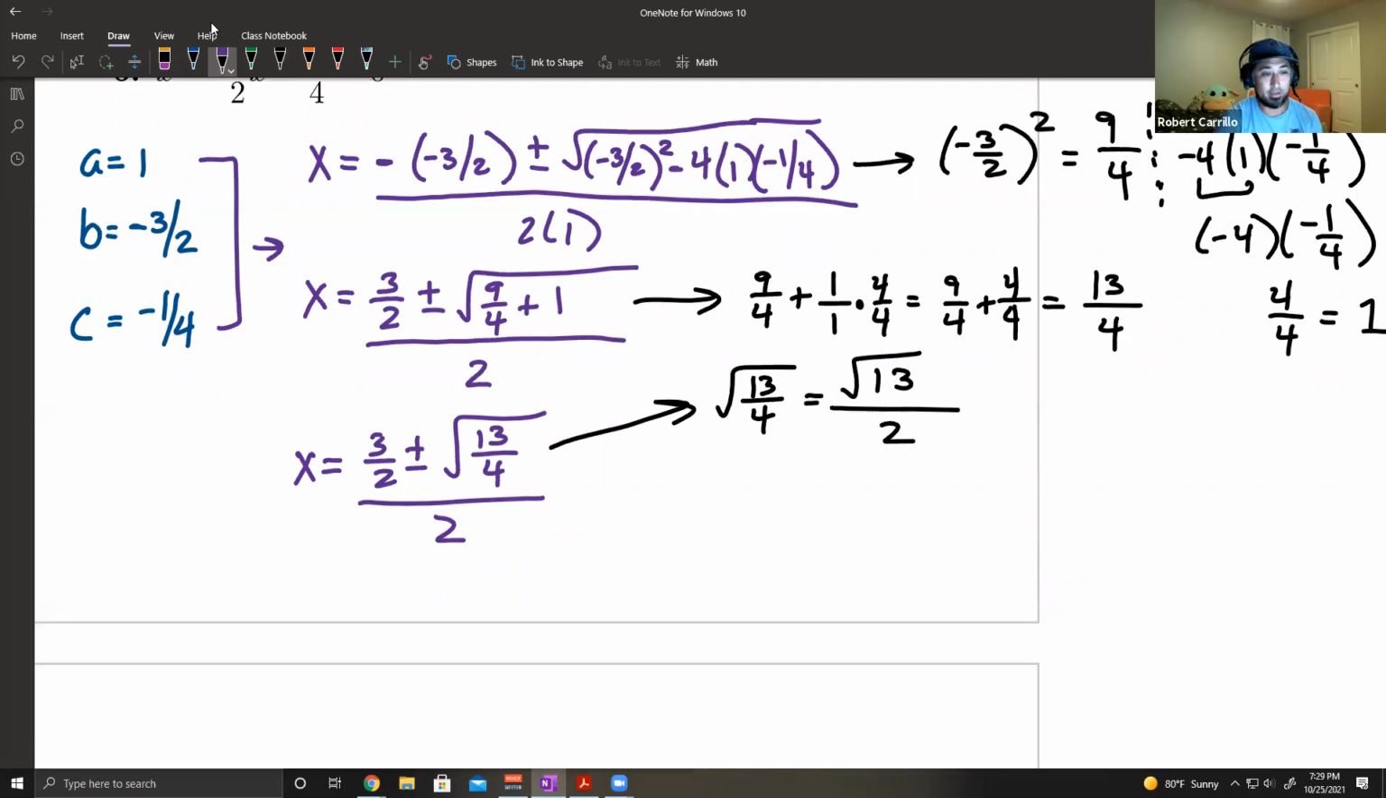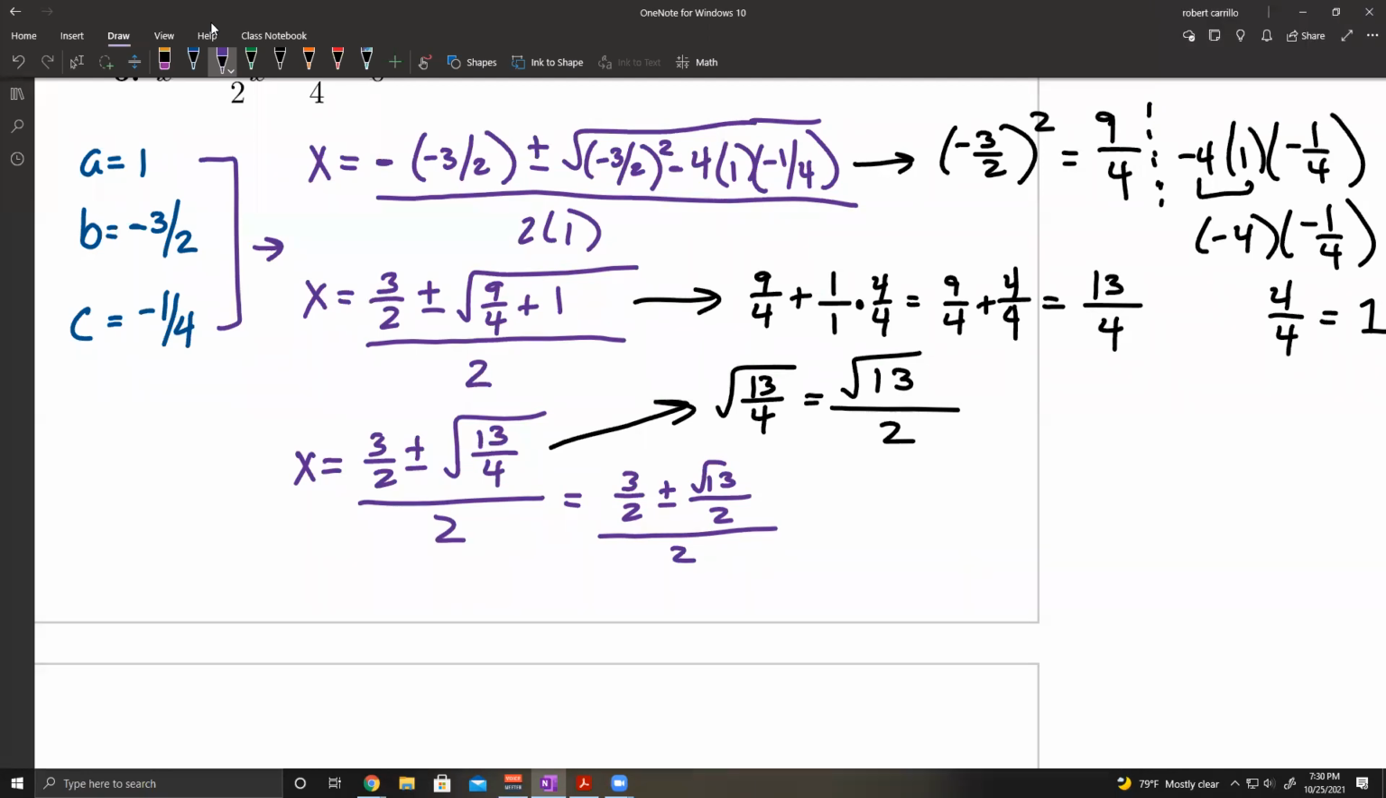Okay, so still moving. You still have 3/2 plus or minus, but now you have square root 13 over 2, all over 2. Oh boy. Okay. So got some options here. We can multiply both terms by the reciprocal of the denominator, or split it into 2 fractions and then multiply each by the reciprocal of the denominator. What do you want to do?